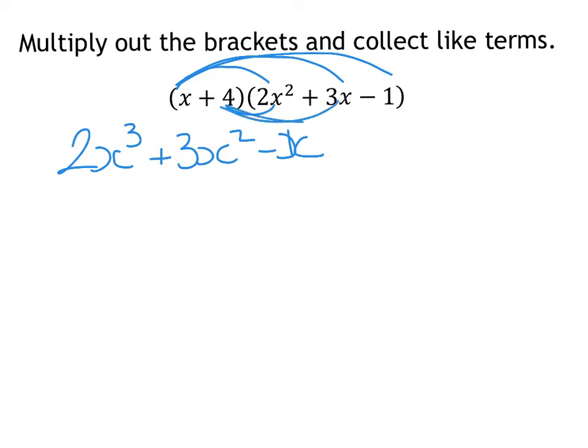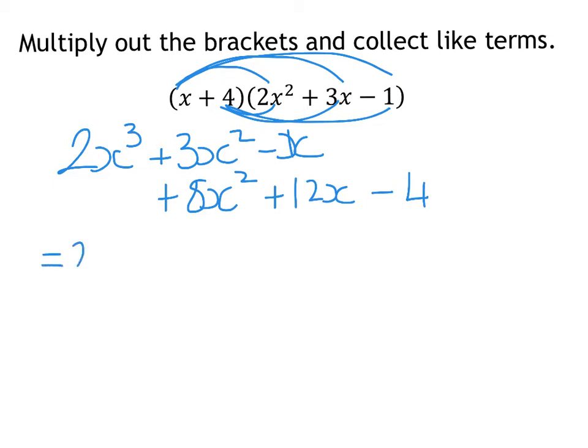Then I'm going to times everything by positive 4. So 4 times 2x squared is 8x squared. Now I'm writing it under my x squared. It's just the way I like to lay it out because it makes the tidying up so much easier. 4 times 3 is 12, so plus 12x, and 4 times minus 1 is minus 4.